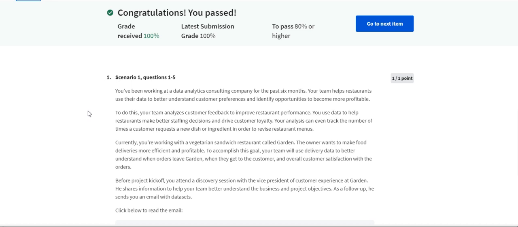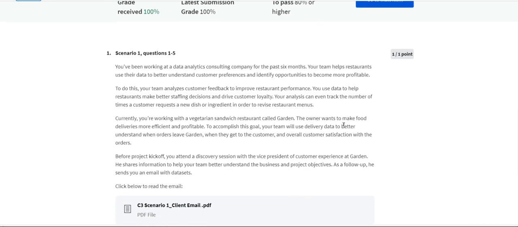You have been working at a data analytics consulting company for the past 6 months. Your team helps restaurants use their data to better understand customers' preferences and identify opportunities to become more profitable. To do this, your team analyzes customer feedback to improve restaurants' performance. You use data to help restaurants make better staffing decisions and drive customer loyalty. Your analysis can even track the number of times a customer requests a new dish or ingredient in order to revise restaurants' menus. Currently, you are working with a vegetarian sandwich restaurant called Garden.